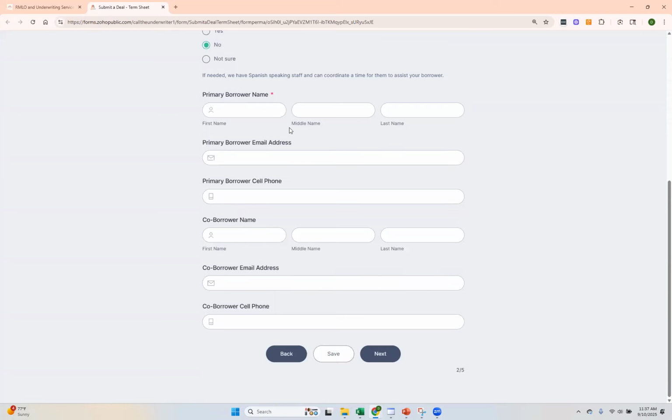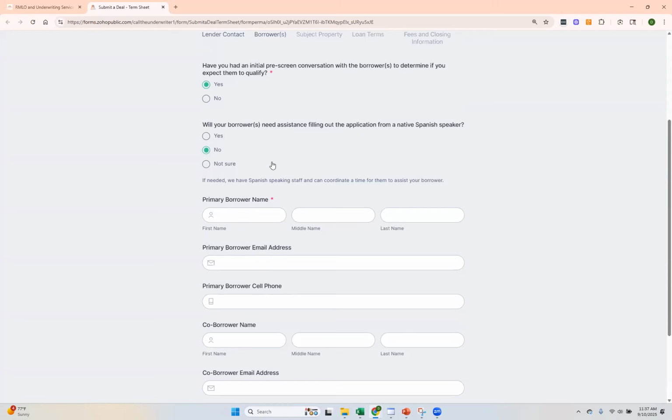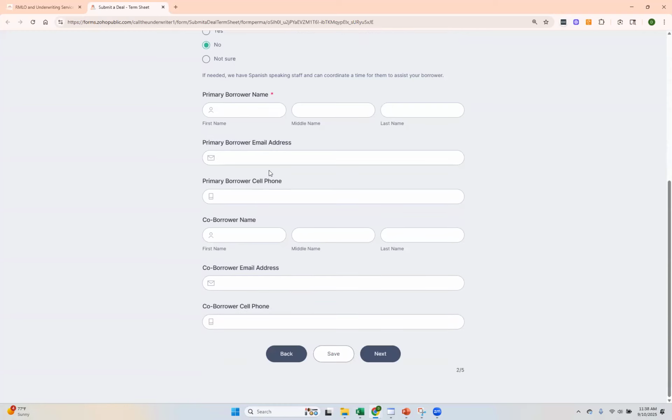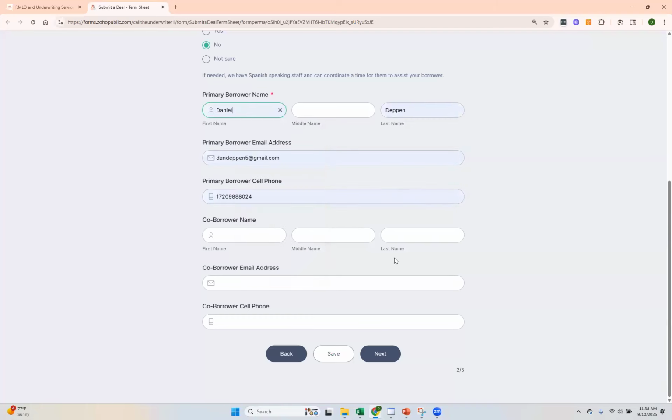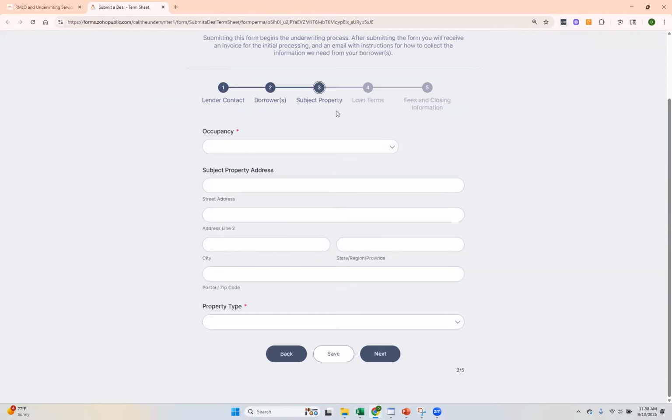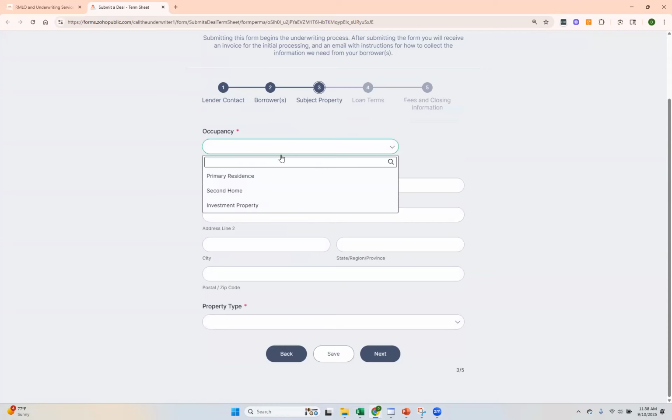And then we'll need the primary borrower's name, their email address, cell phone, and then the same for the co-borrower if there is one. If there's not a co-borrower, you just leave it blank. So I'll just autofill this with my name to keep going. And then we have the information on the subject property. So what's the occupancy? Is this the borrower's primary residence? Is it a second home? Is it an investment property? Most of the time on these, it is a primary residence.